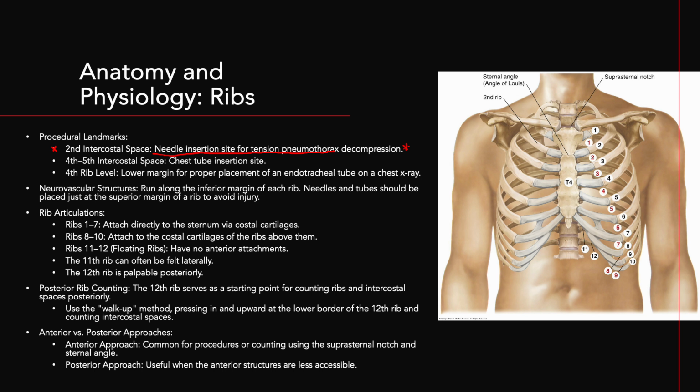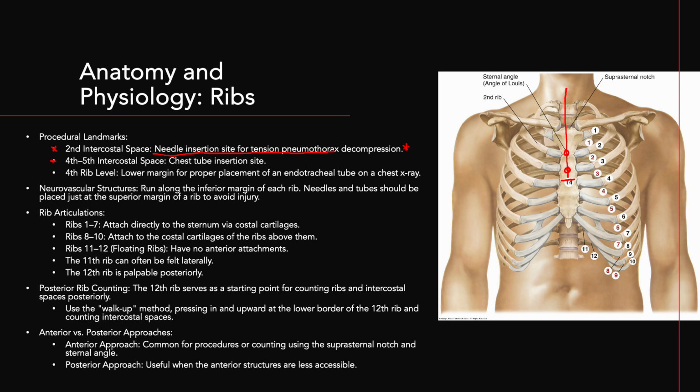Our fourth to fifth intercostal space is going to be our chest tube insertion site. We'll talk about there's a window of safety as far as avoiding vascular structures and lung tissue that comes later on in this lecture. The fourth rib level is a lower margin for proper placement of the endotracheal tube on a chest x-ray. So if we were looking at an endotracheal tube coming down, the carina should be somewhere around here. So we're really looking for the ET tube to be positioned somewhere in that area.